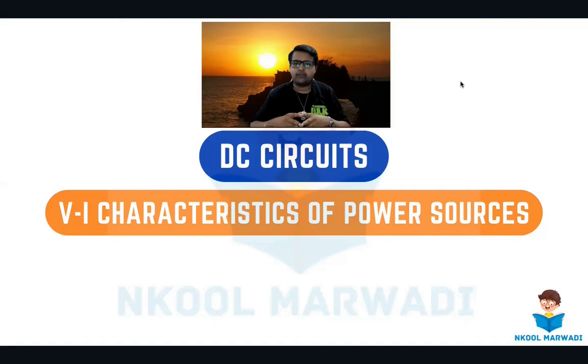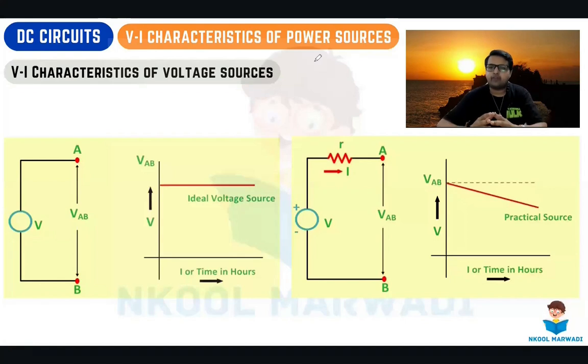DC circuits, VI characteristics of power sources. So now basically we will be discussing VI, meaning voltage and current characteristics of power sources. Power sources can be either a voltage source or a current source. So how does the voltage and current graph look for a DC circuit?